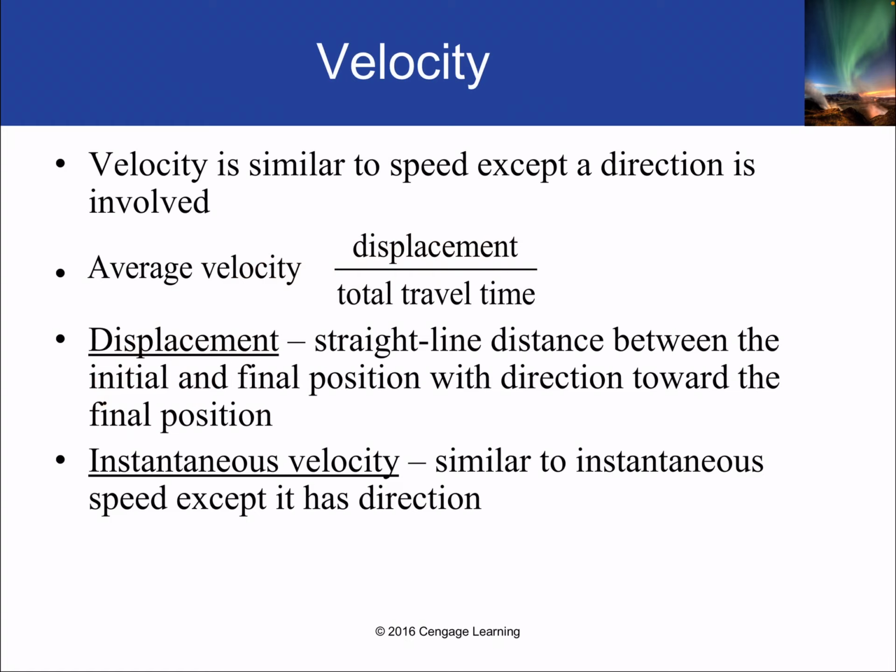Now the only difference between speed and velocity is the different quantities, scalar versus vector. Okay? So your average velocity is going to equal displacement over time. Notice it's displacement, not total distance. So your displacement is going to be the distance between that initial and that final position. Naturally, your direction would be toward the final position. Just like we had instantaneous speed, we can also have instantaneous velocity.